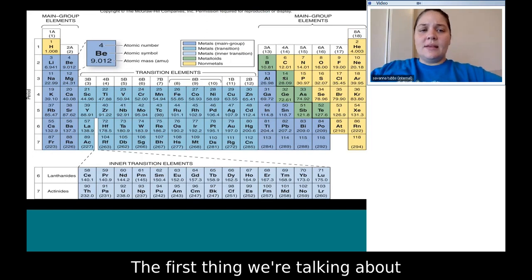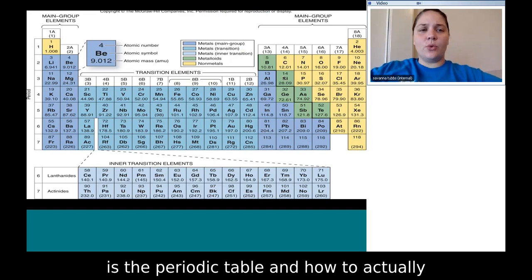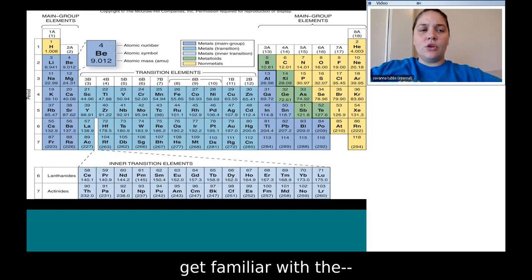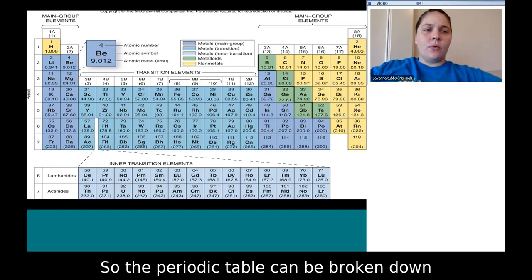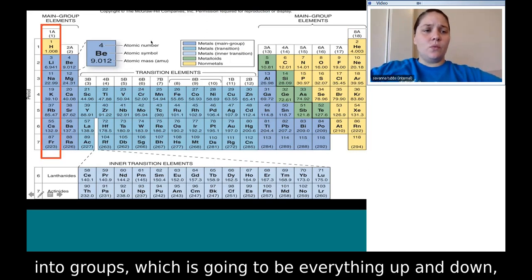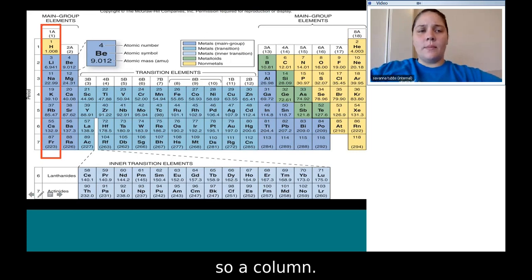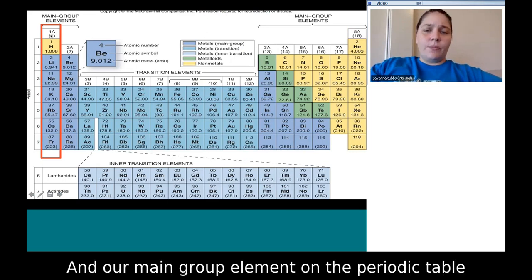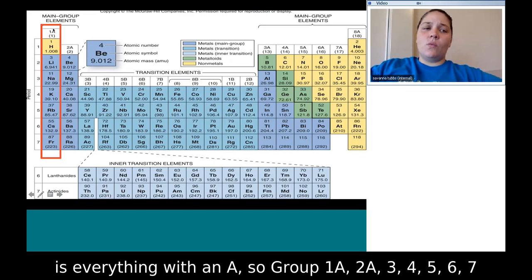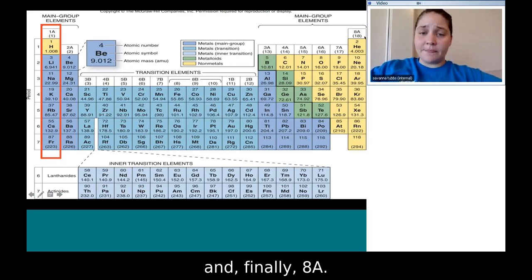The first thing we're talking about is the periodic table and how to actually get familiar with working with it. The periodic table can be broken down into groups, which is everything up and down, like a column. Our main group elements on the periodic table are everything with an A. So group 1A, 2A, 3, 4, 5, 6, 7, and finally 8A.